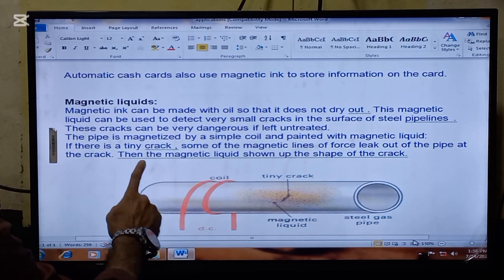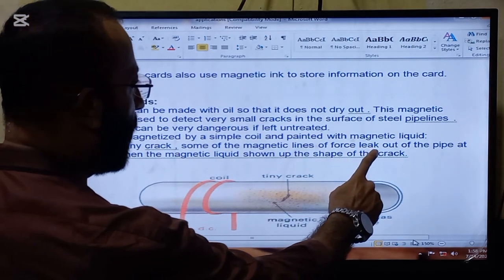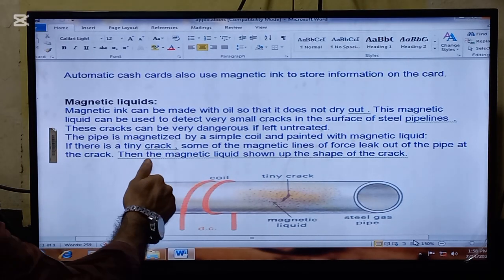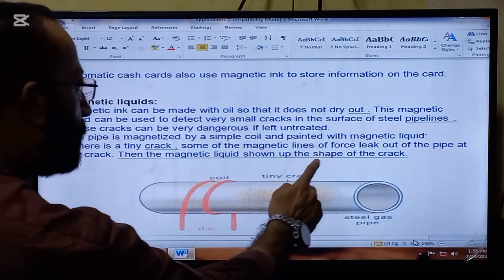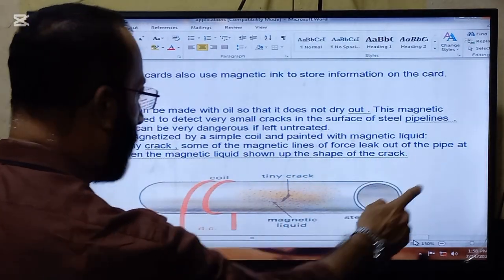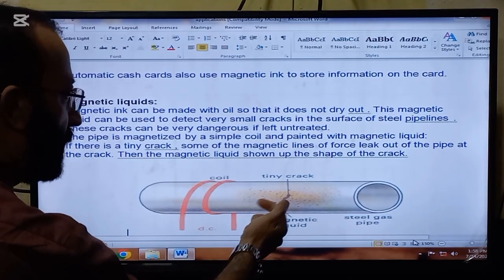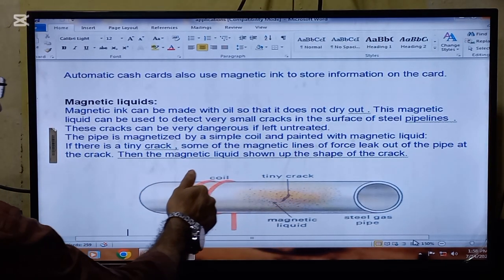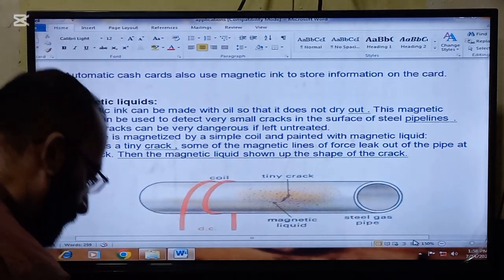The pipe is magnetized by a simple coil and painted with magnetic liquid. If there is a tiny crack like this one, some of the magnetic lines of force leak out of the pipe. So look now, the magnetic lines will come out, will leak out at that crack. Then the magnetic liquid shows up the shape of the crack.